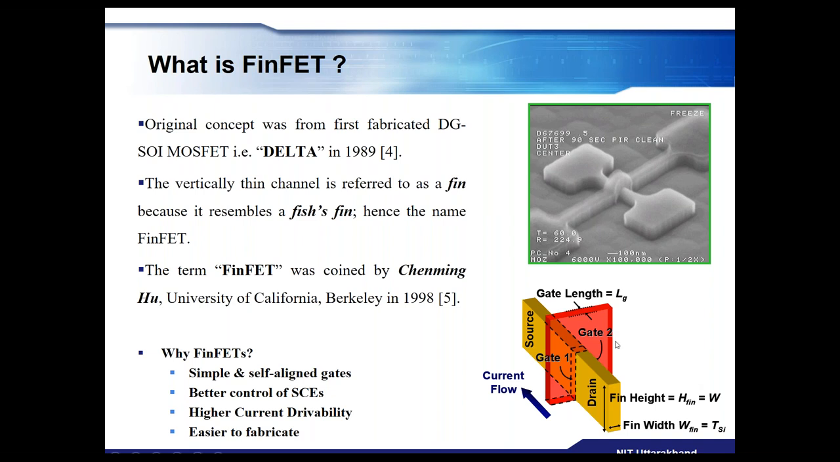This has gate one, gate two, and because of this top side, we can call it a FinFET device. So again: simple and self-aligned gate, better control of short channel effect, high current durability, and easy to fabricate. We call it easy to fabricate, but it is not easy to fabricate as compared to the planar MOSFET devices, not as compared to planar double gate devices, not as compared to the MOS devices.